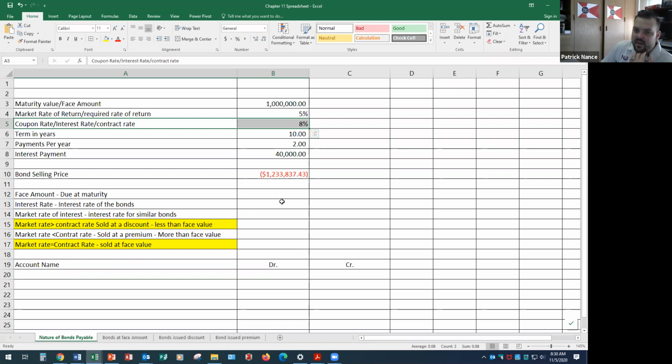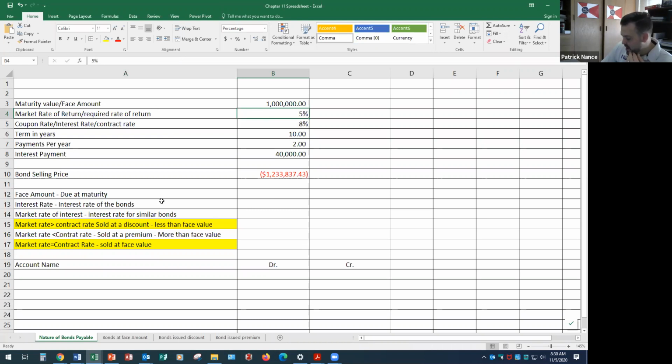And again, the effective rate of interest in this case is going to end up being the 5%. The market rate will always end up being the effective interest rate. So we'll stop there for now, and I'll continue with how to account for bonds in the next video.